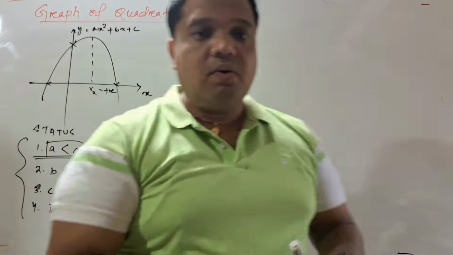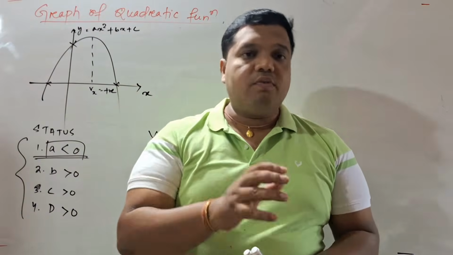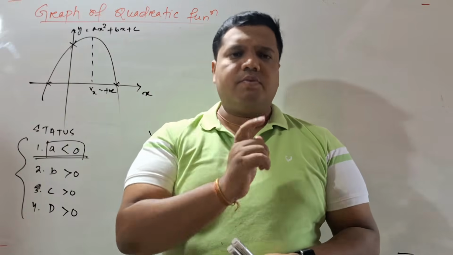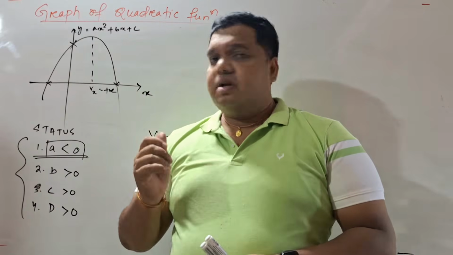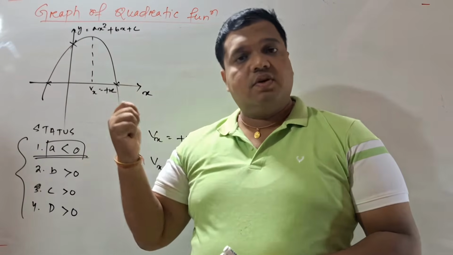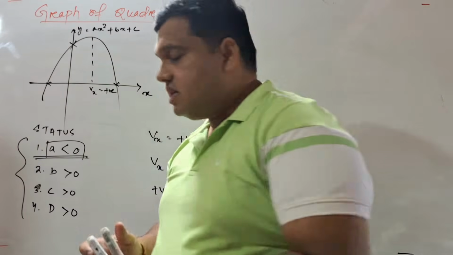So this is all about the graph of a quadratic function. Now we will solve a few questions and it will be helpful. Most questions, if a question comes from quadratic function, will be from here, about the graph. Find the maximum value, find the minimum value. Another key point.